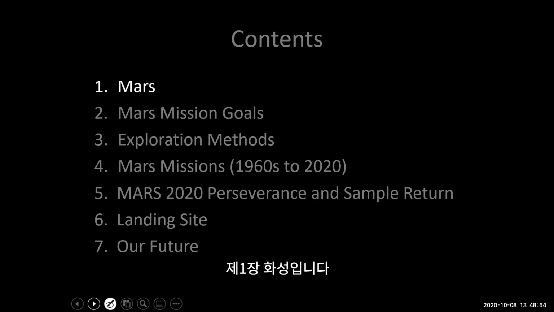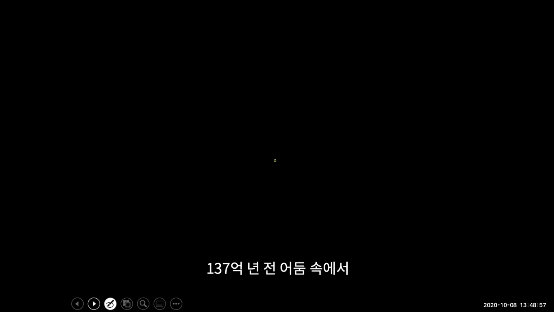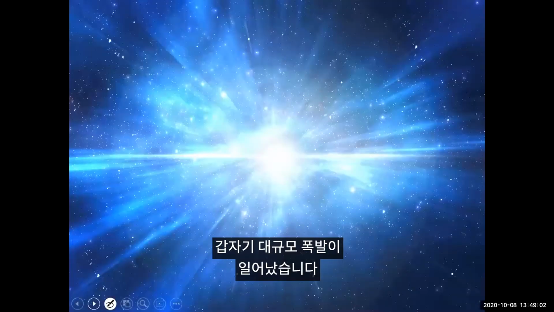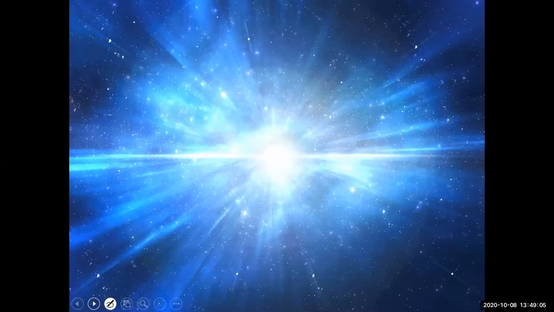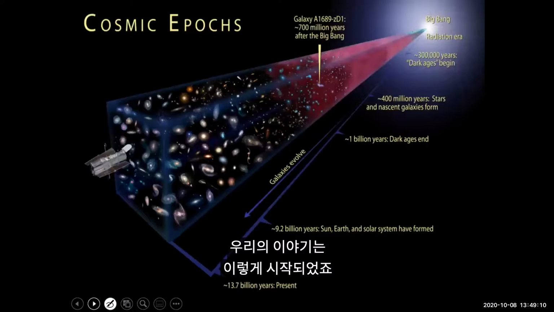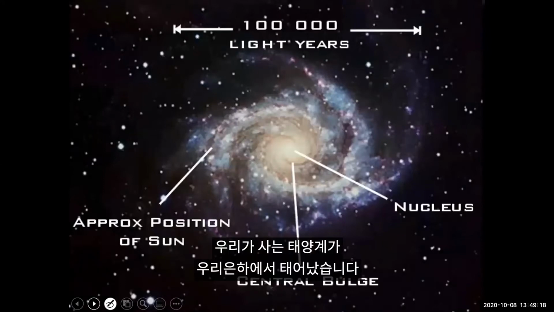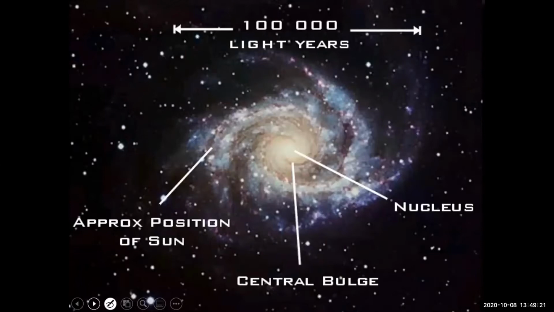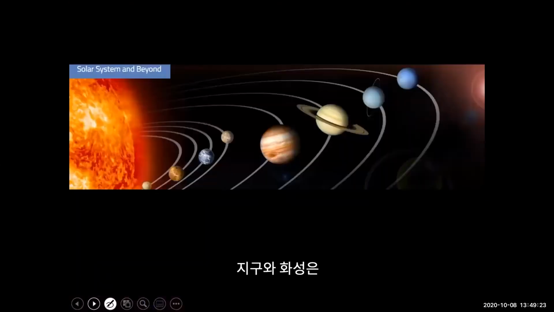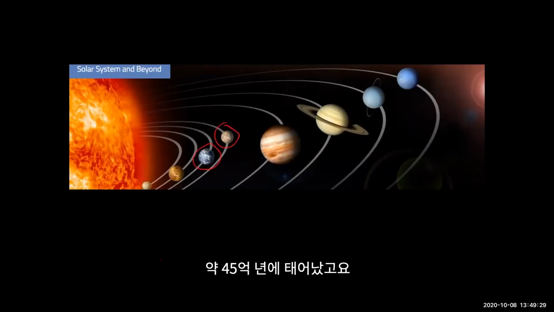Chapter 1, Mars. 13.7 billion years ago, in the darkness, there was a sudden huge explosion, which we call the Big Bang. This is how our story begins. 4.6 billion years ago, our solar system was born in the Milky Way galaxy. Our planet Earth and Mars were born about 4.5 billion years ago.